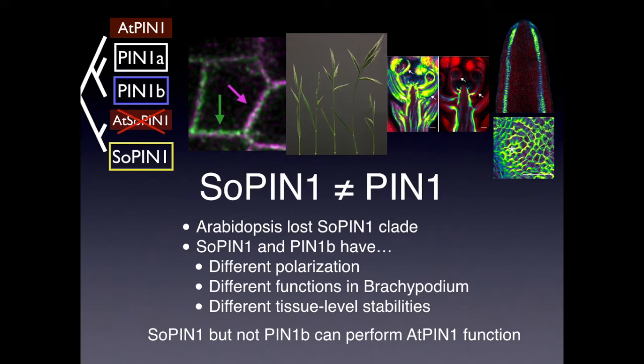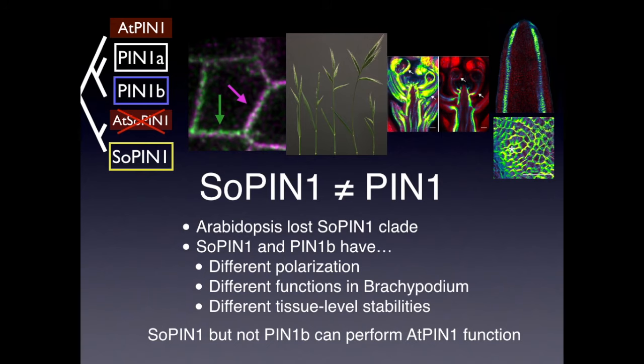They have different functions in Brachypodium. And then when we test in the heterologous system the differences between the sister clade and the PIN1 clade, there are these tissue level differences in accumulation that have functional consequences when we try to complement the null allele.